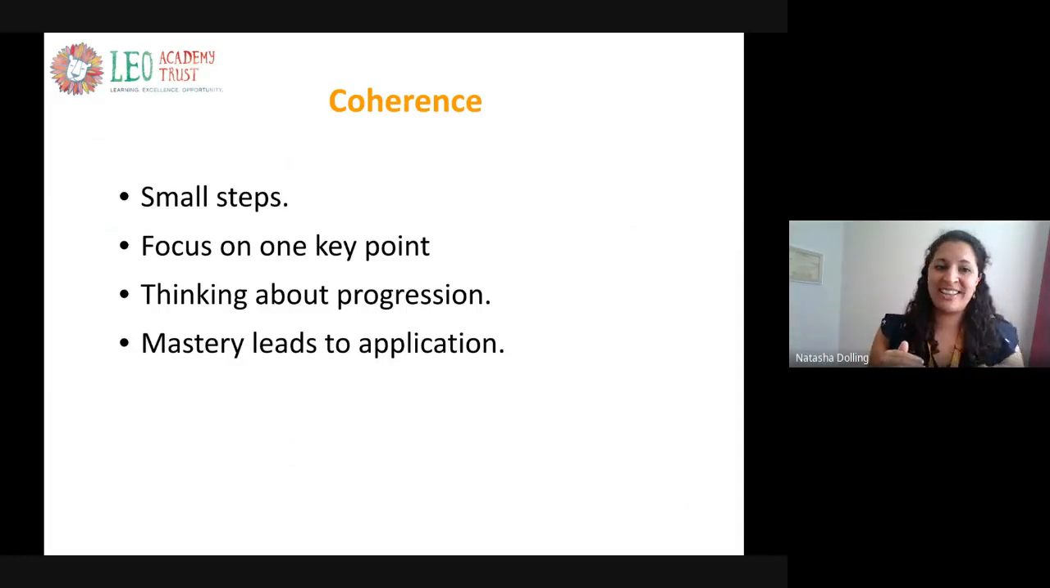And if we teach like that, so that last point, which hopefully makes a bit more sense now with the example, mastery leads to application. The child who has mastery embedded for multiplying by 10 will be able to apply this to multiplying by 100, multiplying by 1,000, dividing by 100, dividing by 1,000, et cetera. So hopefully that's a bit clearer now as to what coherence is.